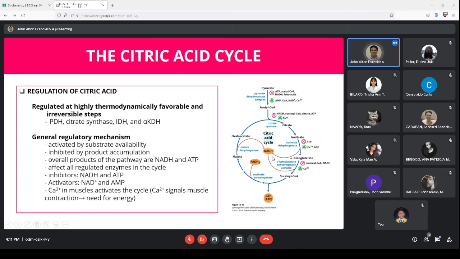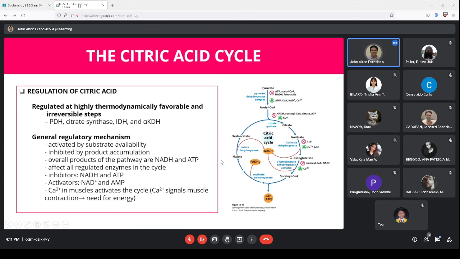So sa NADH, this is a high producing ATP nga. It can be converted to 2.5 ATP. And kapag madami na masyado yung energy na mapaproduce, pwede mong stop siya para hindi mag-continue yung reaction. Inhibited by product accumulation, mas maraming NADH, mas mabilis ma-stop yung reaction. Overall products of the pathway are NADH and ATP. Affect all regulated enzymes in the cycle.